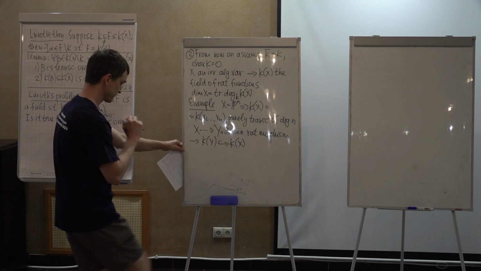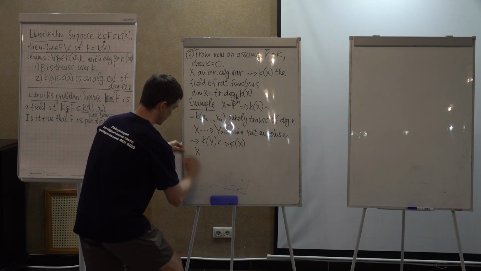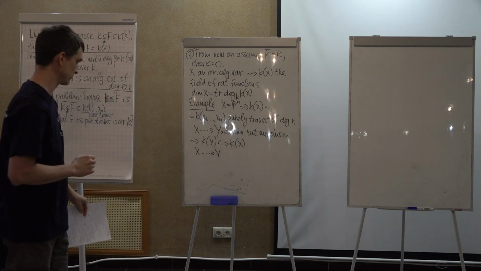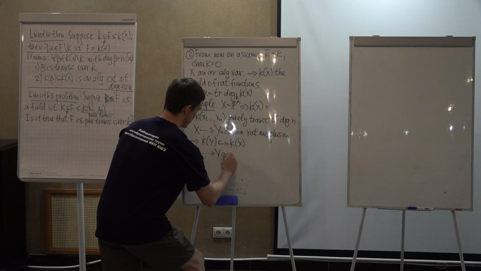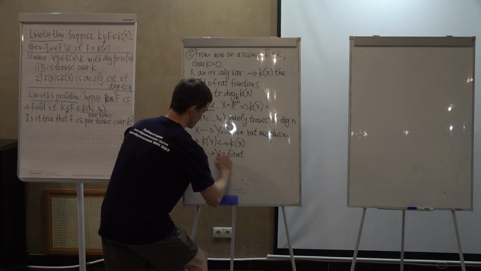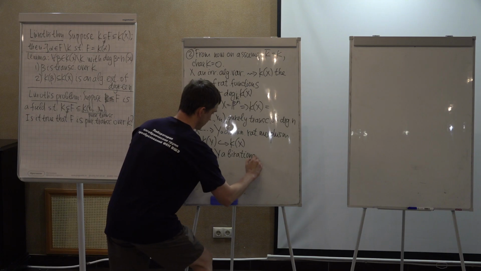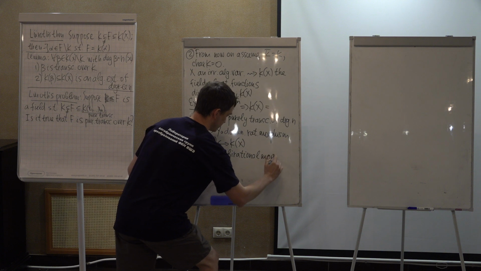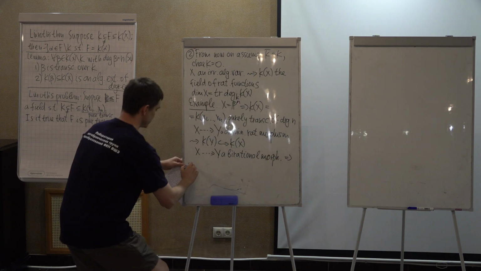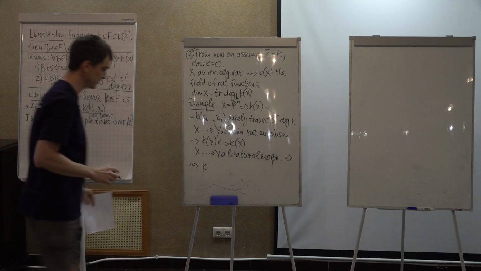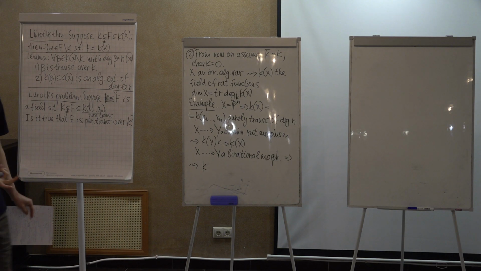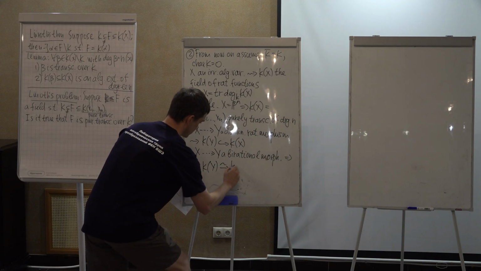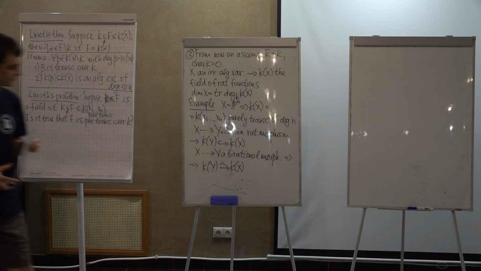Okay, and also we can consider birational morphisms. This means that in fact we have an isomorphism of the corresponding fields. So K(Y) is actually isomorphic to K(X). Okay.